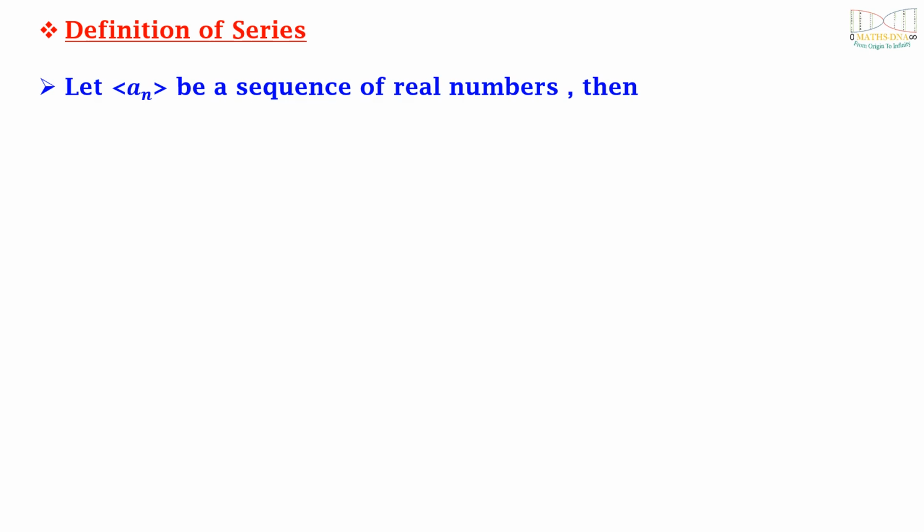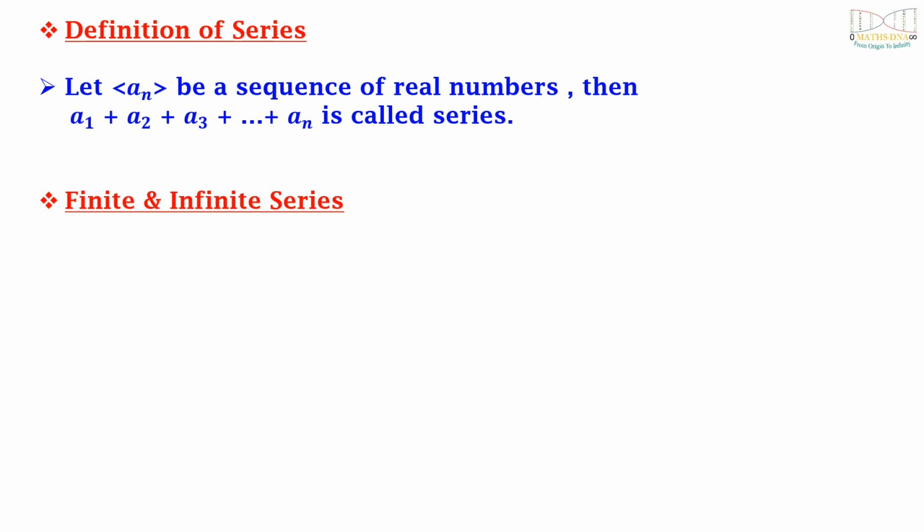Let a_n be a sequence of real numbers. Then a1 plus a2 plus a3 up to an is called a series, which simply means adding the terms of the sequence.